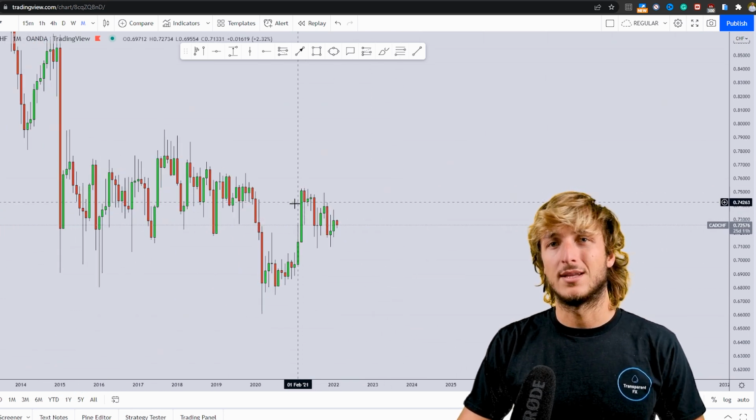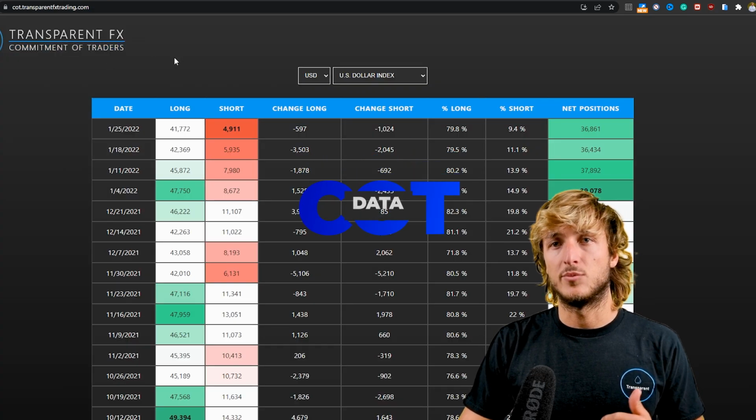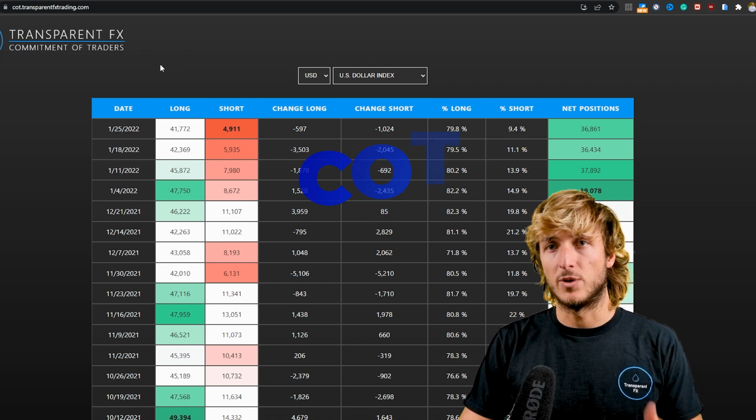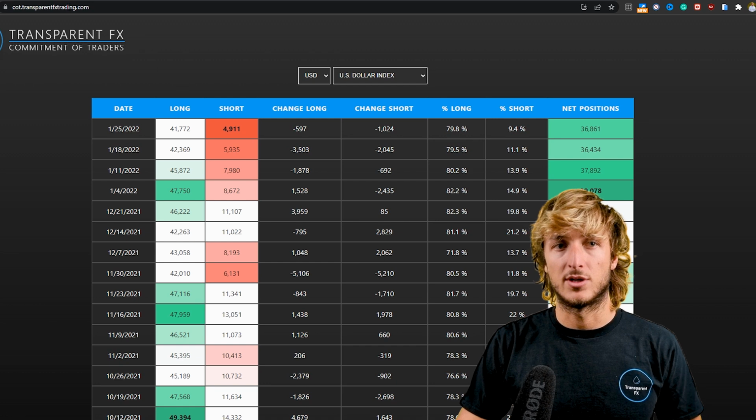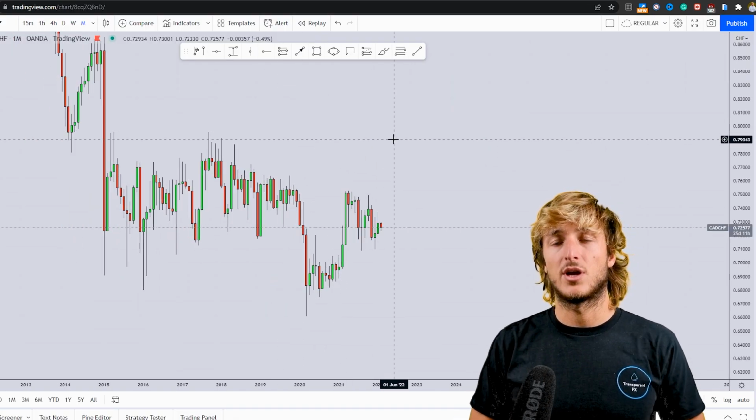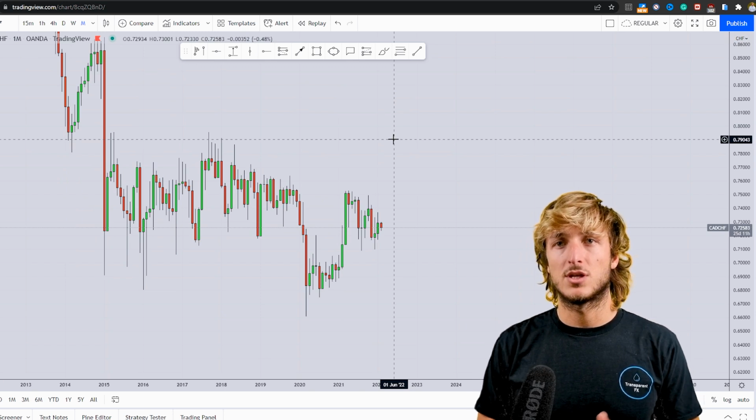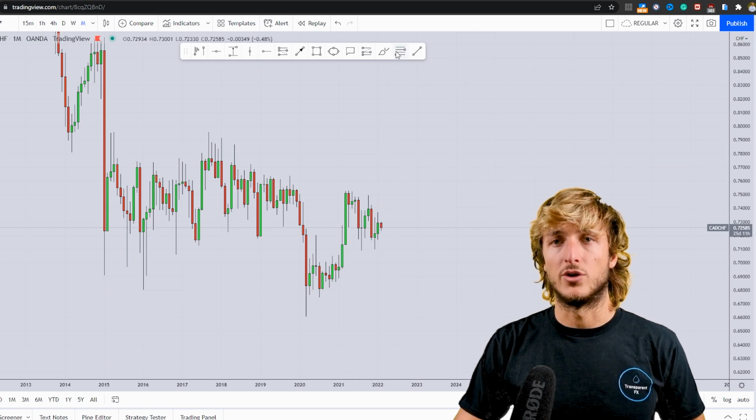First, we will be covering the technical aspect, then we will go and see what we have when it comes to the commitment of traders, which is basically what hedge funds and the non-commercials, so the biggest speculators in the market, are doing. And by the end of the video, by using the combination of these two different types of analysis, we will try to understand where we have the highest probabilities for a potential move here on the pair.